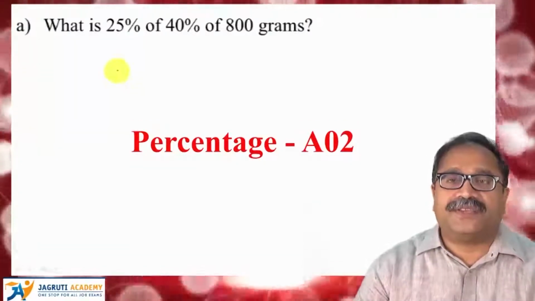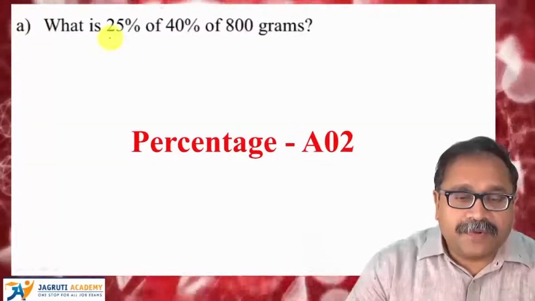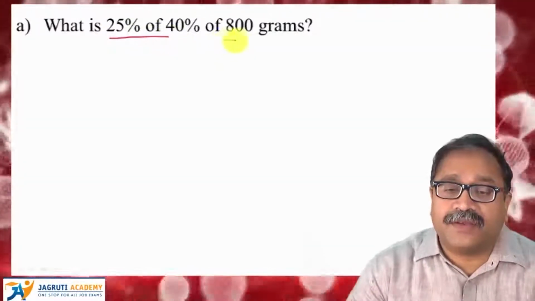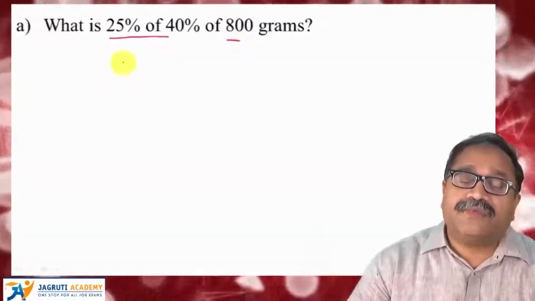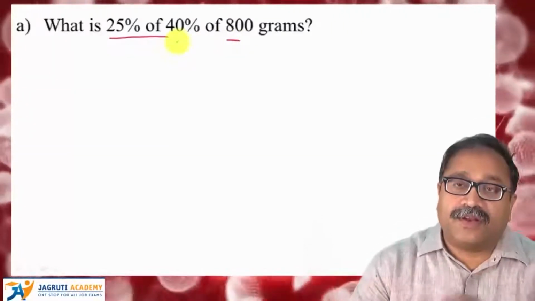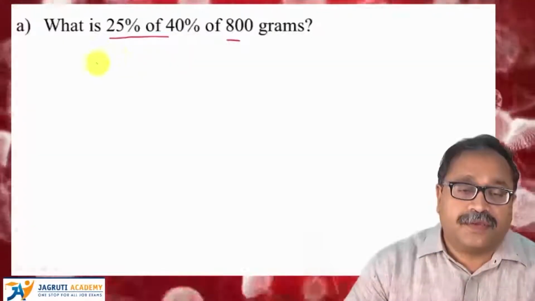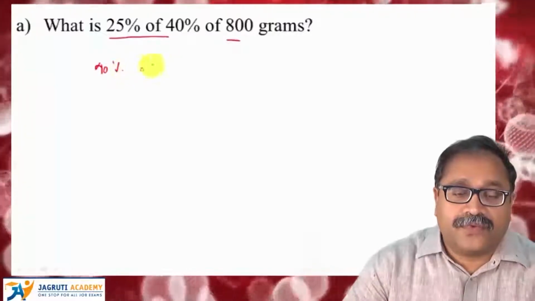Let's continue the percentage part where we left. Now here, 25% of 40% of 800, what will be the value? Previously we have done only one percentage calculation initially, that is 40% of 800. That means something like this, 40% of 800.